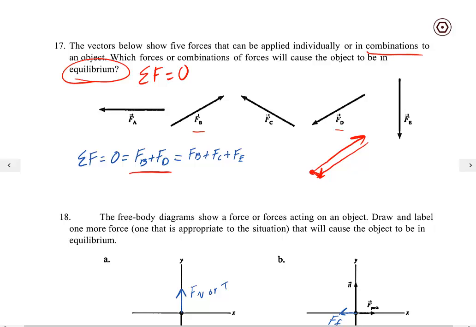If you add B and C, you would add B, and then you would add C, right? We've got B and C, and then if we add E to it, it would come back down, and it looks to me like it would end right where it started, and so those would add up to 0 also.